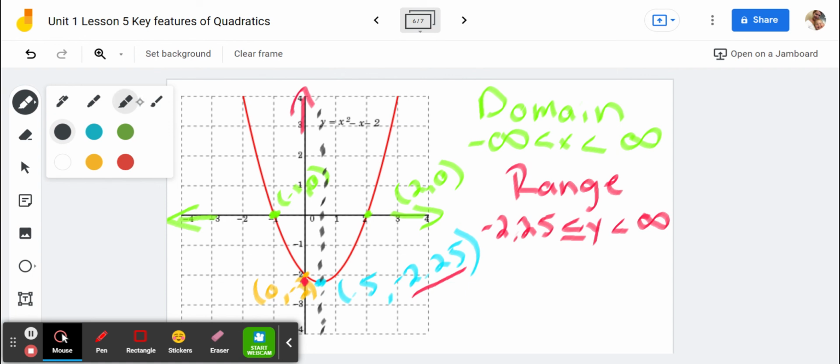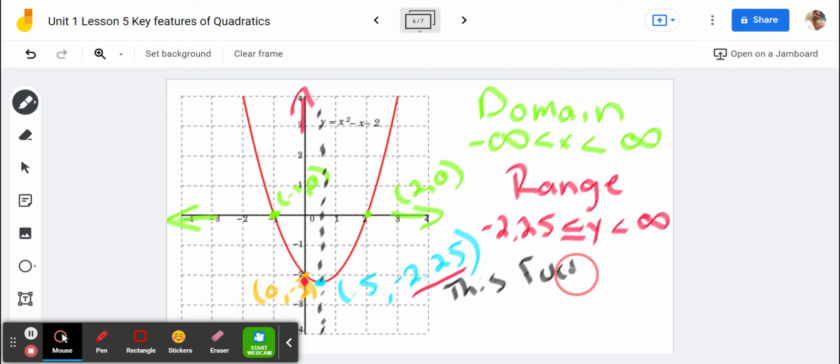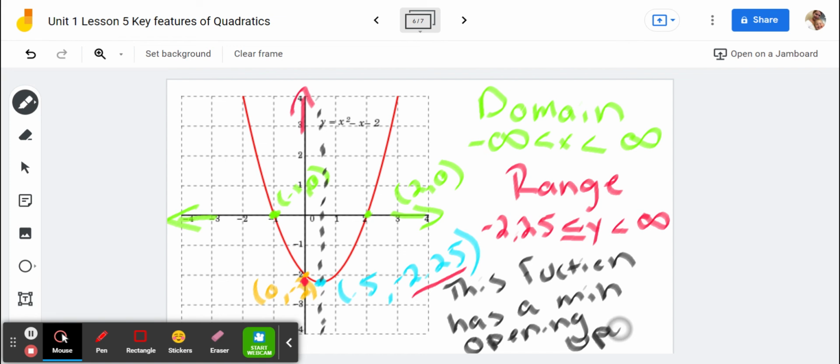All right, so now I've mastered domain and range, and I still have one last thing to do here. They always ask me, does my quadratic have a minimum or a maximum? Well, in this case, because it's at the bottom and it opens upward, I can say that this function, f of x, has a minimum, opening upward. All right, and bam, those are all of my key features that I need to be able to identify.